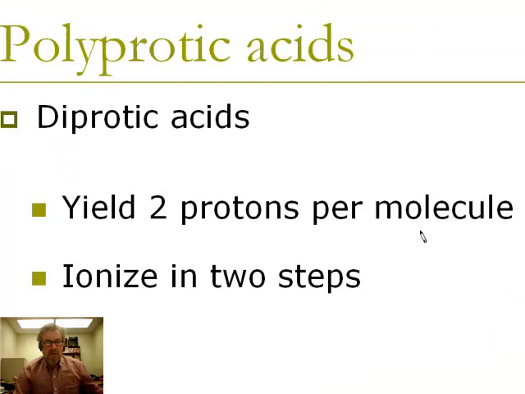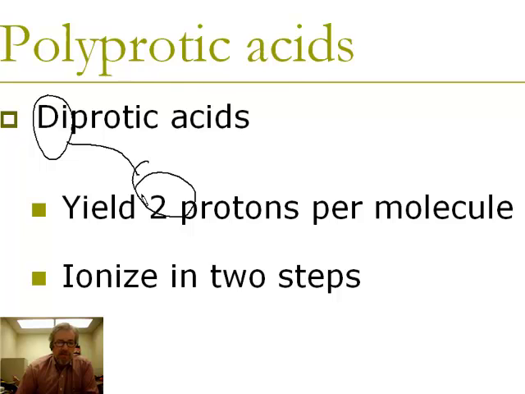Now let's take a look at polyprotic acids just briefly. There are two kinds of polyprotic acids that we're going to look at here. One is diprotic acids, and the prefix di, you might know, means two. So these are acids that yield 2 protons per molecule. Ionization is going to occur in 2 steps for these diprotic acids.